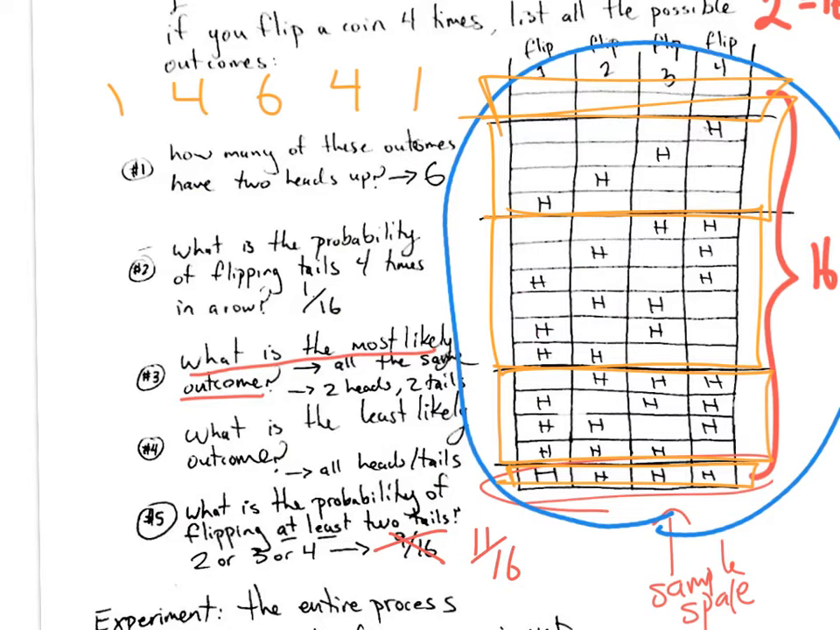11 out of 16 would be our probability of at least 2 tails up. And so that excludes 1 tail up and no tails up. So we take 5 out of the 16, giving us 11 out of 16.